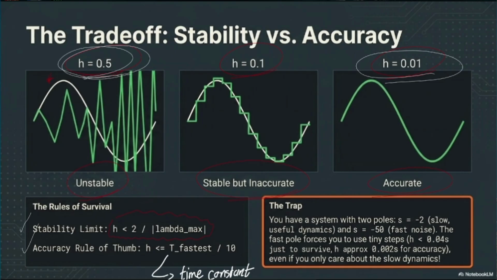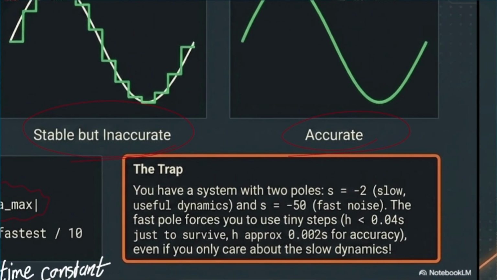But if you would like your system to be accurate, there's another rule that says h should be smaller than or equal to t fastest, which is the time constant, divided by 10. As an example, imagine you have a system with two poles. The first pole is -2 and the second one is -50. If you would like your system to be stable, the first thing you have to do is 2 divided by 50 itself. So your step size is going to be 0.04 seconds.